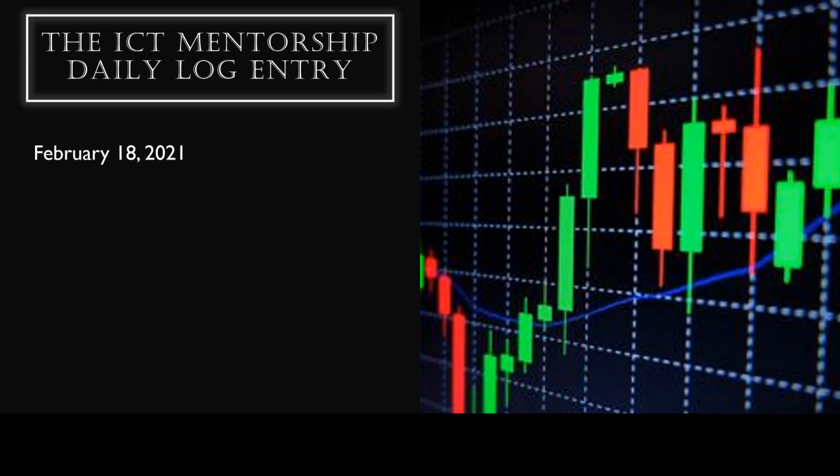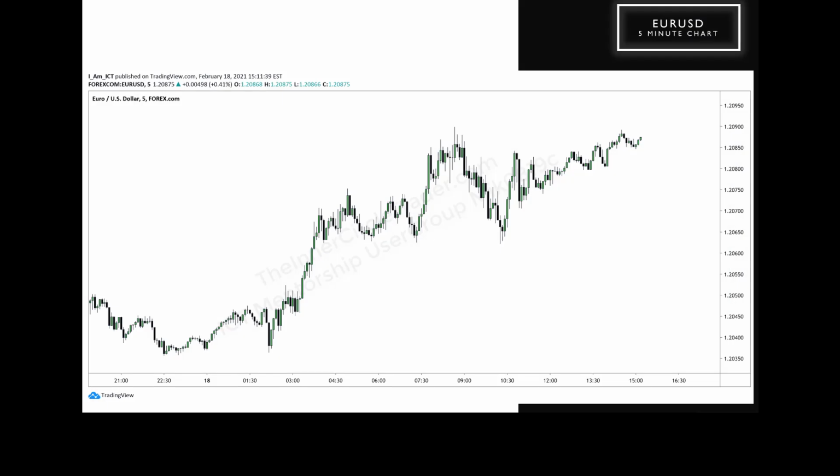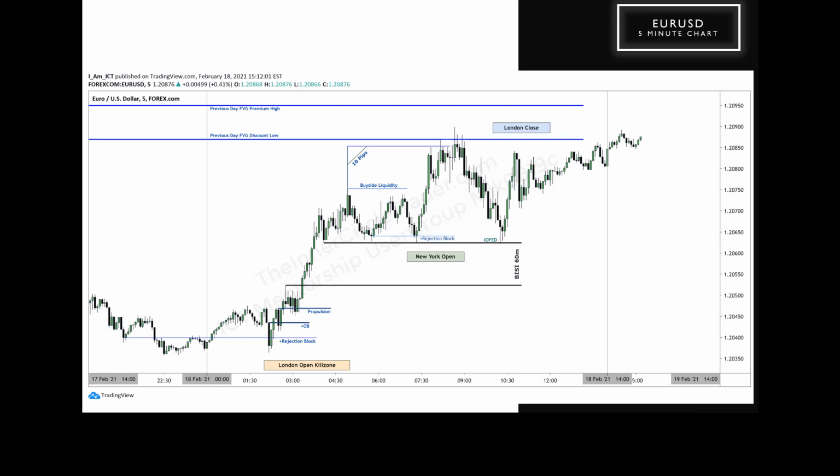This is the daily log entry for February 18th, 2021. Euro dollar 5-minute chart for February 18th, 2021. Okay, so we have midnight New York time. You would have the opening price here annotated and extended out in time. I just didn't include it here because there's already a lot of lines in here. I want to draw your attention to those more specifically.